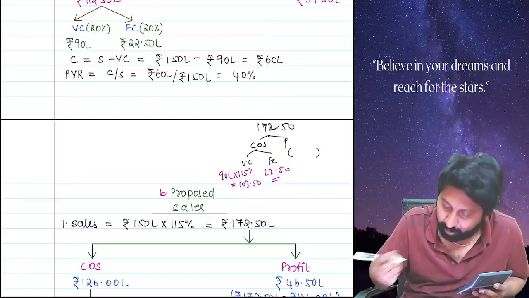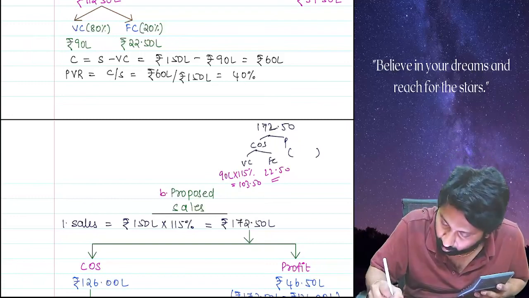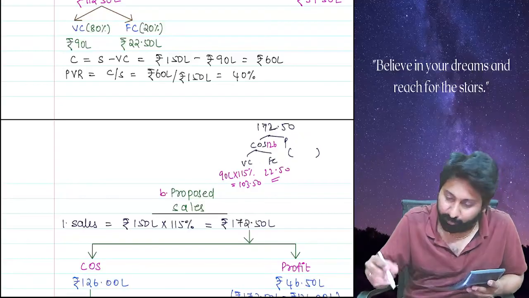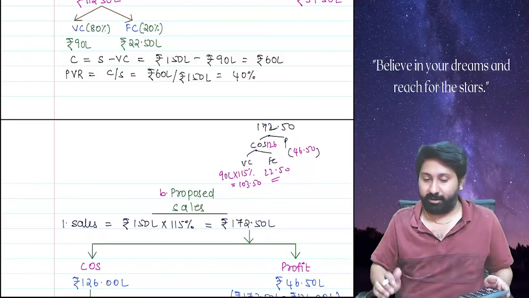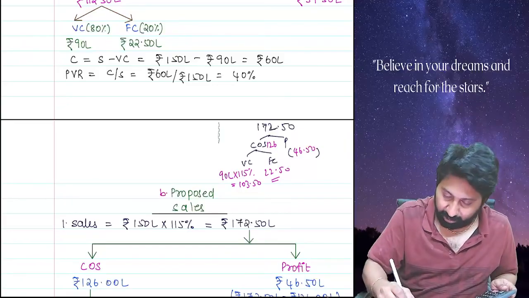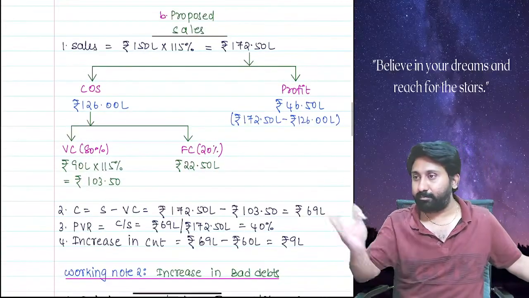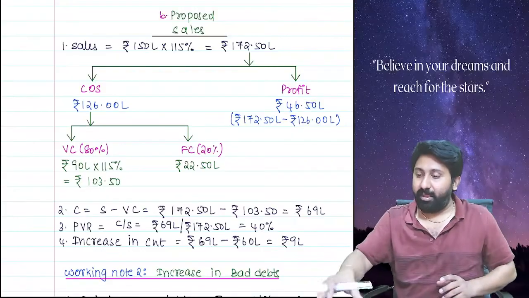103.5 plus 22.5, 126, is the cost of sales. 172.5 minus 126 gives 46.5, which will be the profit part. Okay, I will re-explain one more time. Just to show the numbers, I have shown this. See here, same answer. See here, this is an important adjustment.